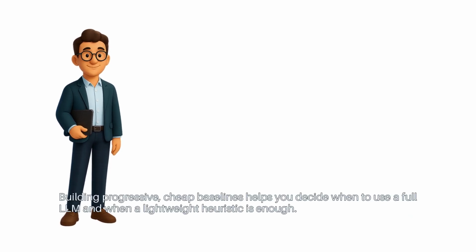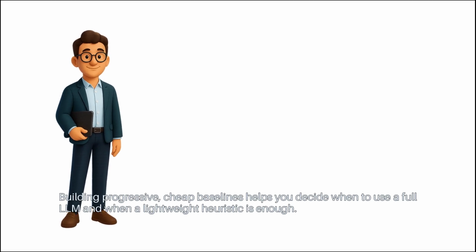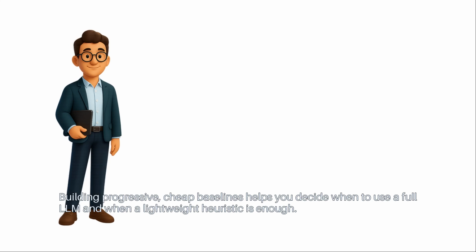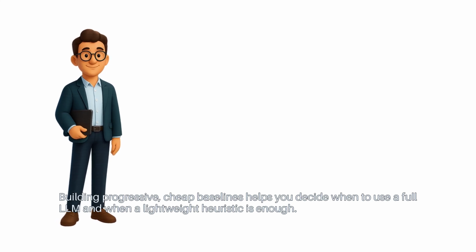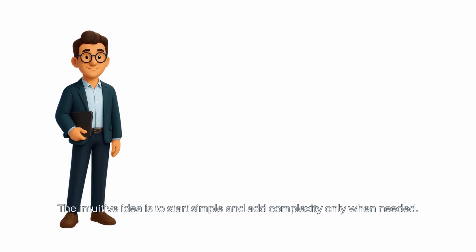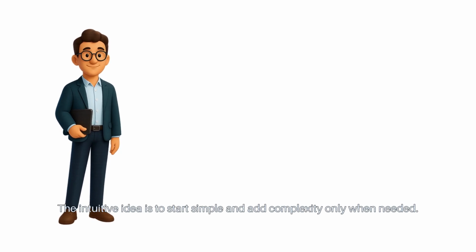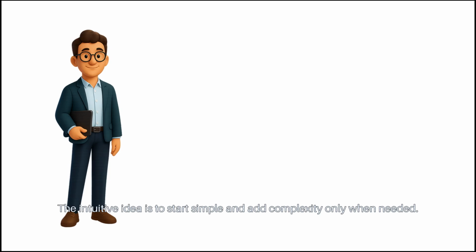Building progressive, simple baselines helps you decide when to use a full LLM and when a lightweight heuristic is enough. The intuitive idea is to start simple and add complexity only when needed.